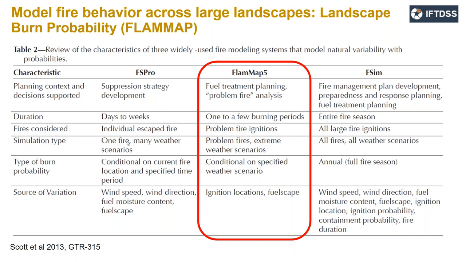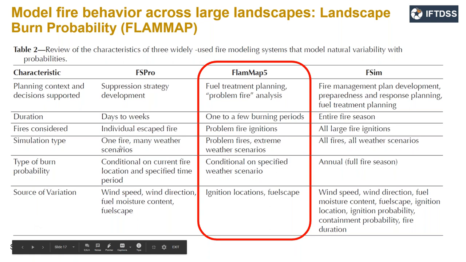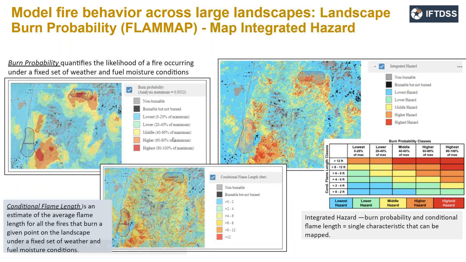So a little primer there on what we've got. And this is pulled directly from GTR 315 from Joe Scott's publication on risk. So a little bit more depth on what you get when you run a landscape burn probability analysis within IFTDSS. You'll get three spatial outputs. One is the burn probability that I already talked about.